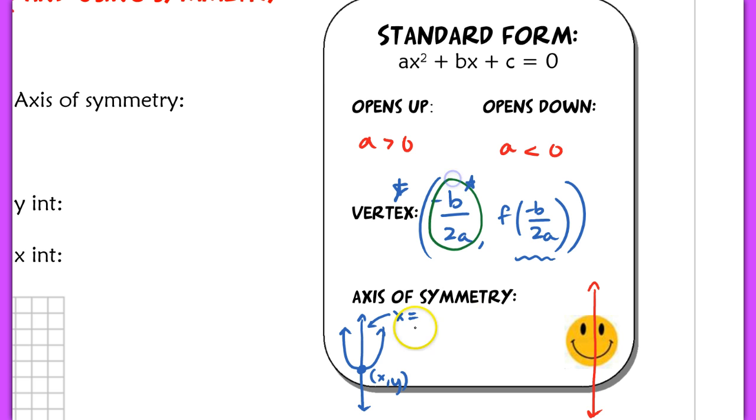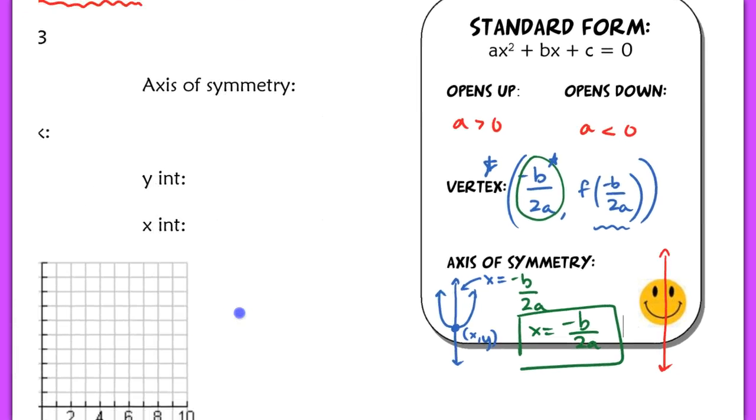It's the opposite of b over 2a. So the axis of symmetry is always the equation of the line, x equals the opposite of b over 2a. Okay, this is the equation, so make sure you always have x equals, and we'll go through a couple problems just so you get the hang of it.